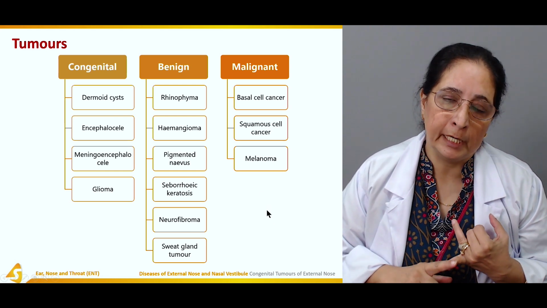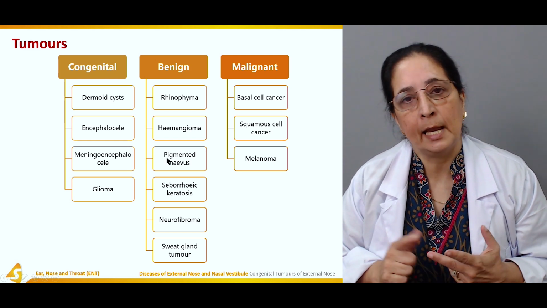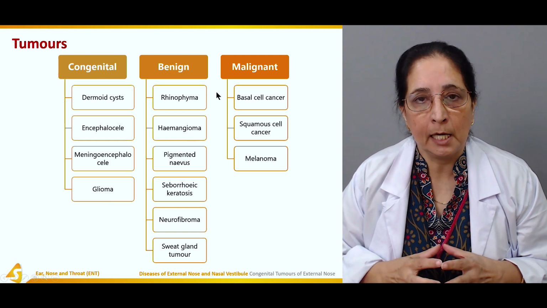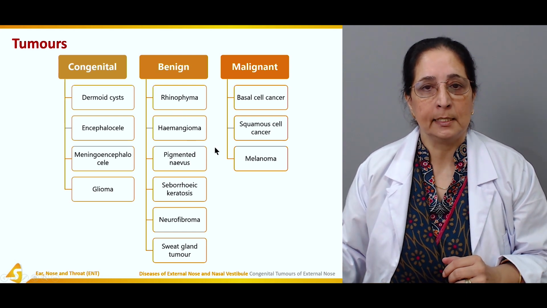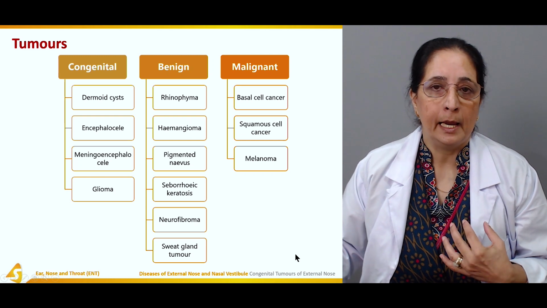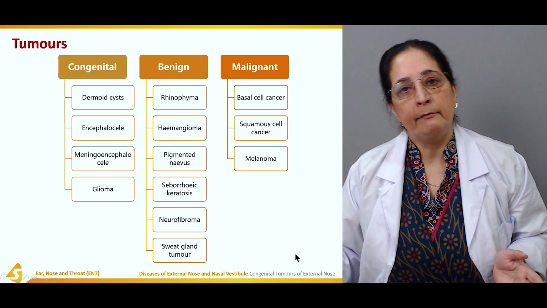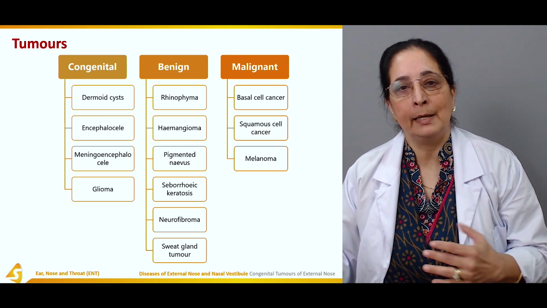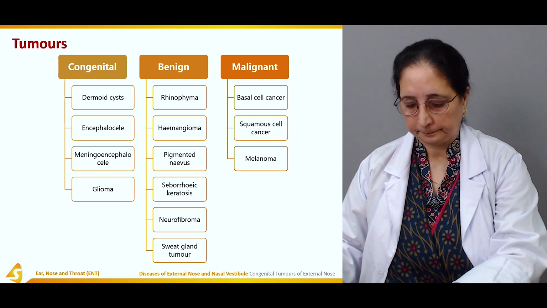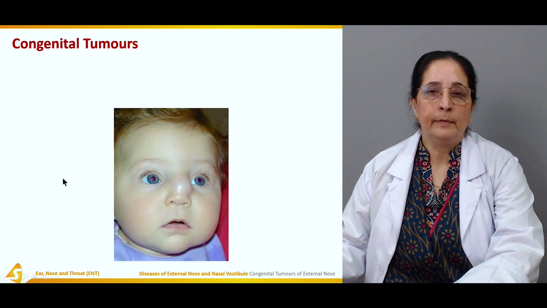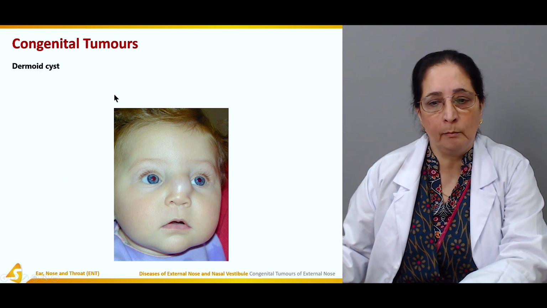We have congenital, present at birth, we have benign, and then we have malignant tumors. Benign tumors are more localized, less devastating, less spreading, and they are easier to treat. And then we have some metastatic or malignant tumors of the external nose also. So let's start with the congenital tumors of the external nose, the dermoid cyst.